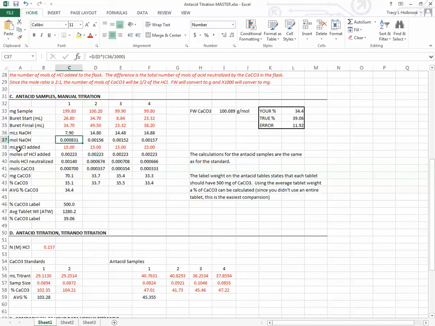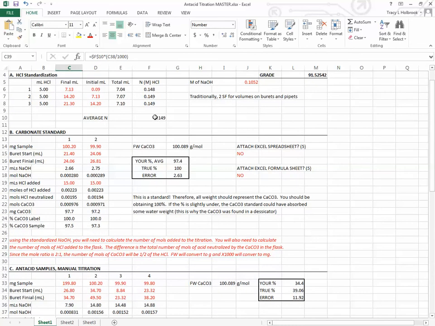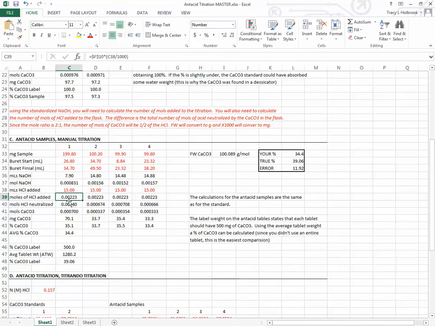All right, well, this person pipetted 15 milliliters of acid into their antacid flask. So if I take that many milliliters, convert it over to liters, that's what we're doing here in this step, and we multiply by the concentration of hydrochloric acid, which I saw from up here at the top, that's F10, right there. That will give me the moles of hydrochloric acid.